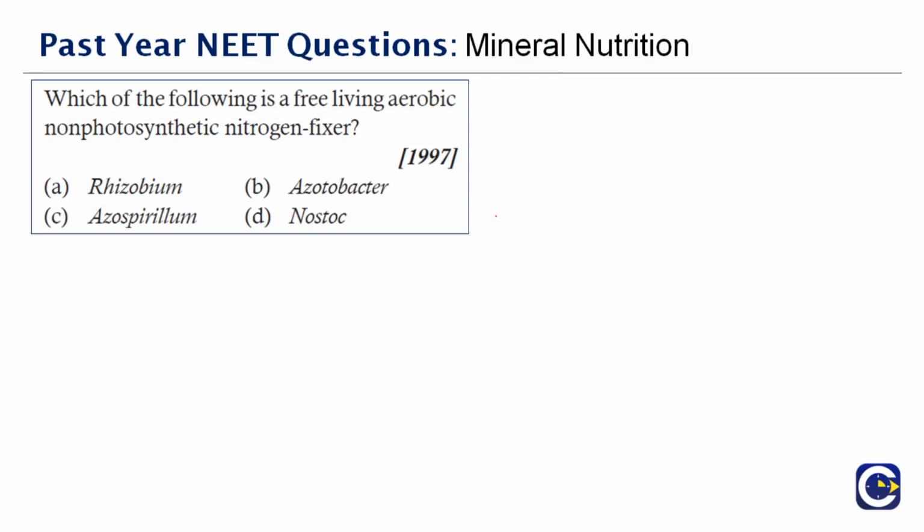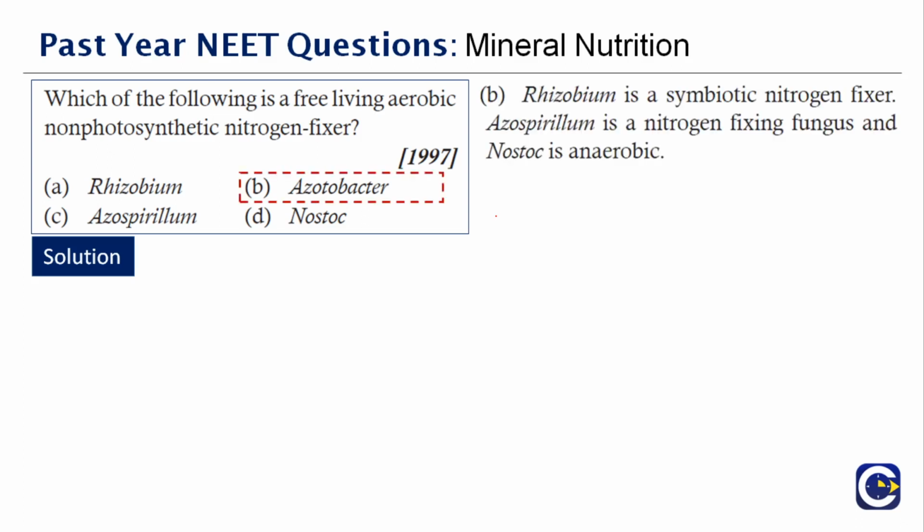Next question here. Which of the following is a free-living aerobic non-photosynthetic nitrogen fixer? Rhizobium, Azospirillum, Nostoc, Azotobacter. Out of the four, the right answer is Azotobacter. Rhizobium lives in a symbiotic relationship, so it's not free living and not the answer. Azospirillum is a nitrogen fixing bacterium, and Nostoc is photosynthetic in nature. The one which is non-photosynthetic, free living, and aerobic is option C, Azotobacter.